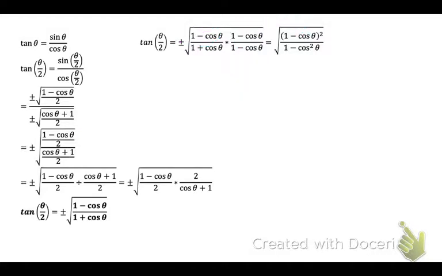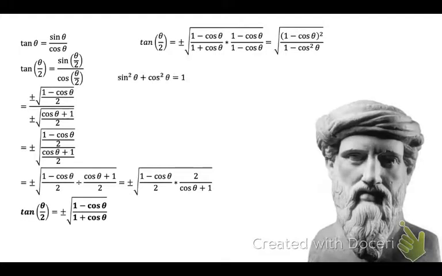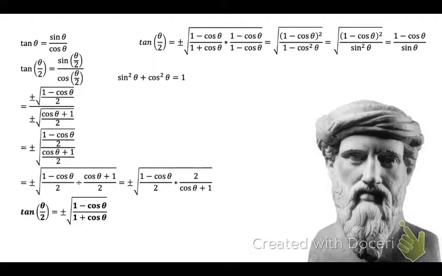Okay. So then 1 minus cosine squared of theta, well, that's Pythagorean. So that's the same as sine squared of theta. Square root that, and I'm left with 1 minus cosine over sine of theta. Kind of cool. Oh, so that's the second one.